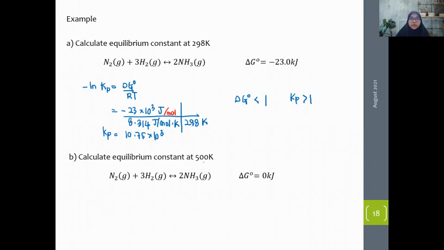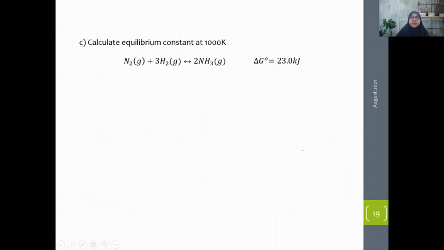Calculate the equilibrium constant at 500 K at delta G is 0 kilojoule. So using the same correlation, minus ln Kp equal to delta G over RT. So Kp equal to e to the power of 0, which is 1. So at delta G standard equal to 0, we can get the equilibrium constant equal to 1. How about the next example?